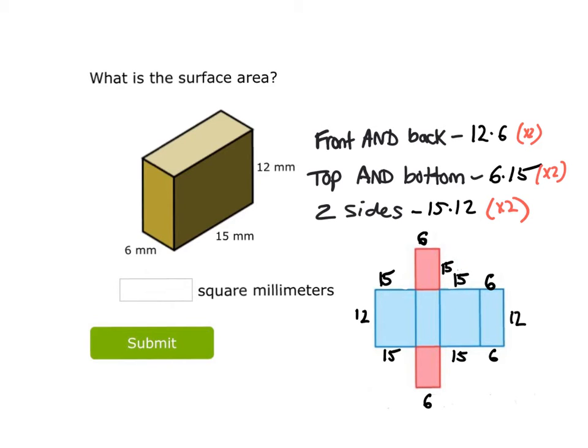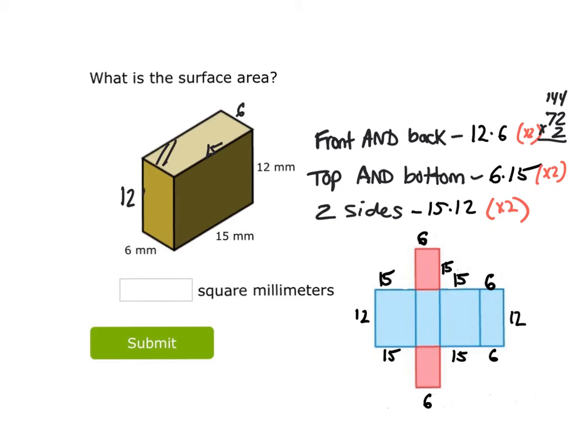I labeled it already with the front and back. So the front is 12 times 6. See, this is the front that I'm crossing out right here, 12 times 6, and then of course the back would be the same. So it's 72 for the front, and since the back is the same, I do 72 times 2, and I get 144.